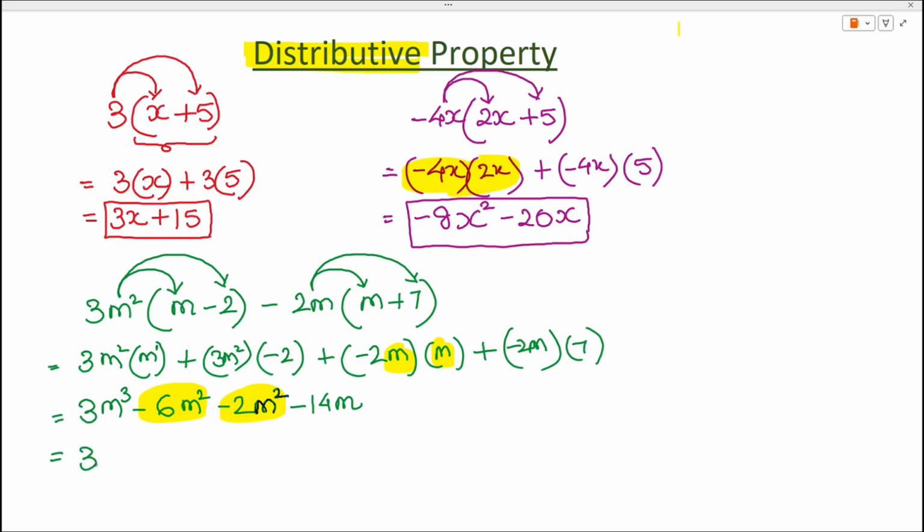So this is equal to 3m cubed. Negative 6 and negative 2 gives us negative 8m squared. So when we are adding and subtracting, keep in mind, we do not change the variable. We just write the variable as such. Negative 14m, and this is our final answer.